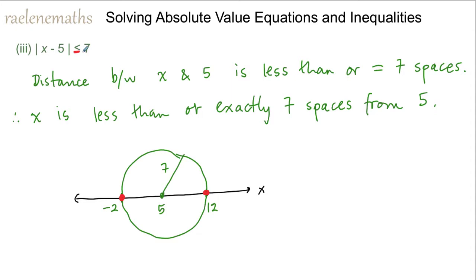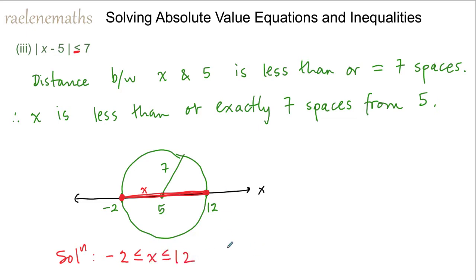But we also want x to be any point on the number line which is less than 7 spaces away, meaning inside the circle. And so here we end up getting a solution that says x is any point in red which happens to lie in between the -2 and the 12. So -2 is less than or equal to x, which is less than or equal to 12.